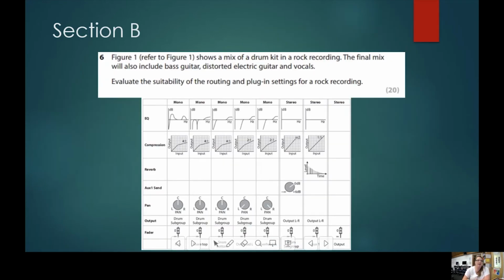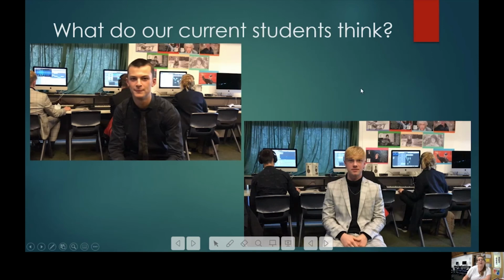In section B, this is an example of the question. So we've got here a guide that shows the routing and mixing and compression and EQ that's been put on a drum kit recording. And they're saying it's a rock recording. So is this appropriate? Is it suitable? Have they panned things correctly? Are they using an appropriate level of compression? What's their EQ like? Have they got their faders correctly linked up, etc.? And so evaluating that. What do our current students think?